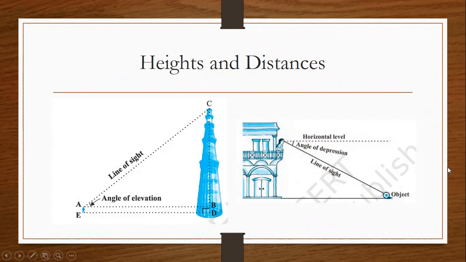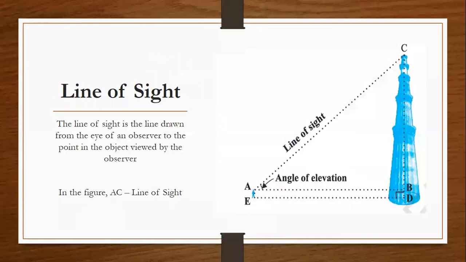In this chapter, we will see how we can find the heights and distances if we know the angle and any one side of the right angle triangle. First, we'll proceed with a few terminologies.